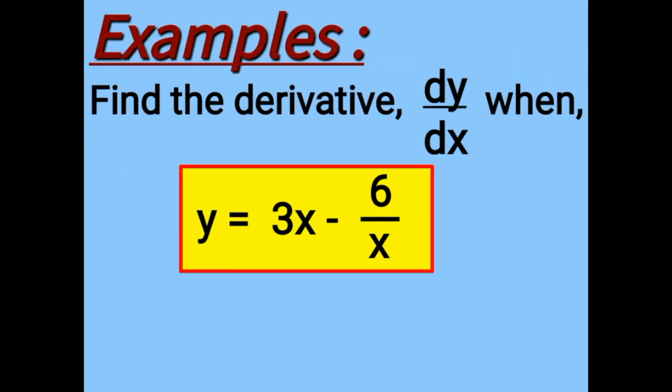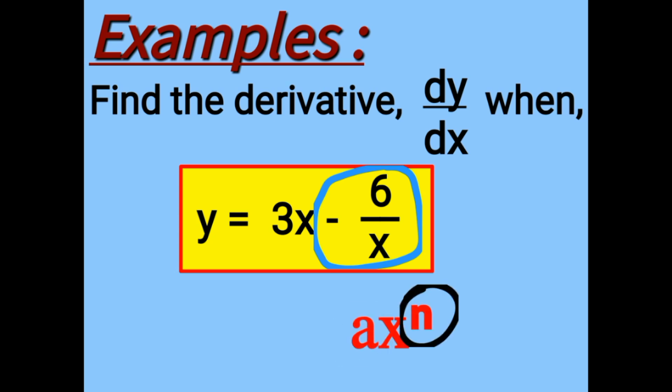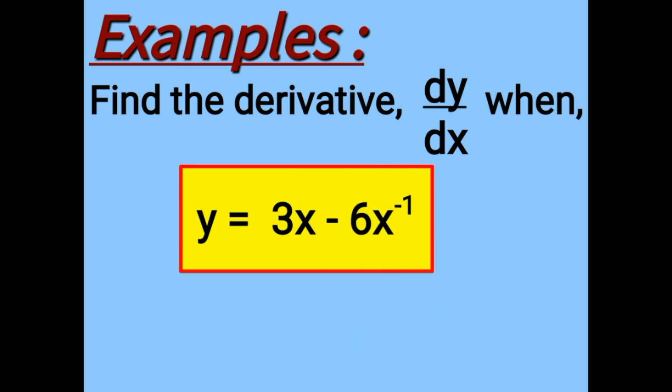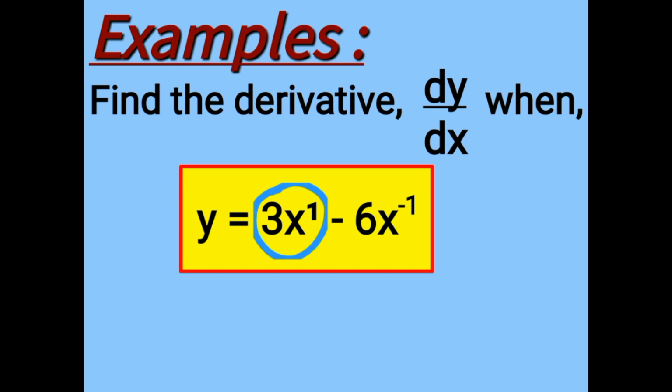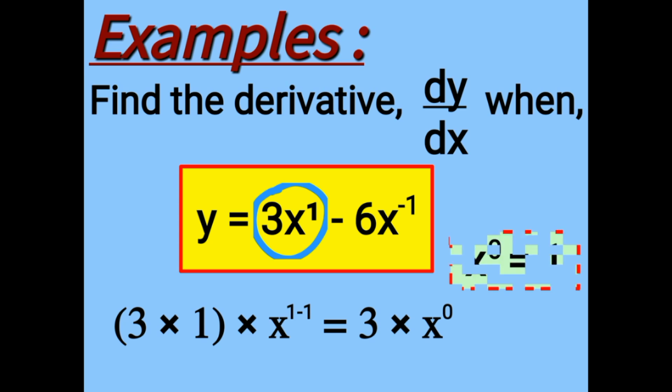Now, before differentiating, we need to rearrange this term in the form ax to the power n, where a is a constant and n is a real number. Then, y equals 3x minus 6x to the power minus 1. Now, since there are more than one term, we can start by differentiating the terms one at a time. So, starting with 3x, here the power of x is 1. So, let's say 3x to the power 1. Then, to differentiate 3x to the power 1, we multiply the constant 3 by the power 1 and then subtract 1 from that power. Then it's 3 times 1 times x to the power 1 minus 1 equals 3 times x to the power 0. x to the power 0 equals 1, then 3 times 1 equals 3.